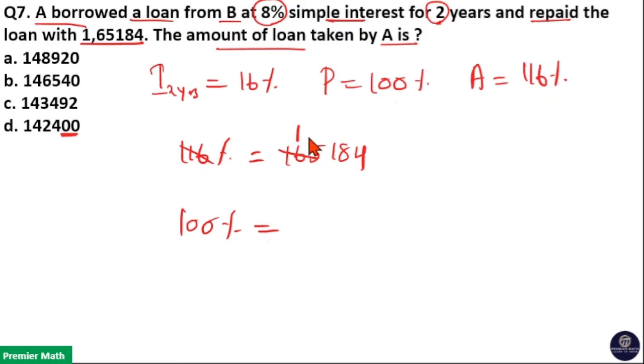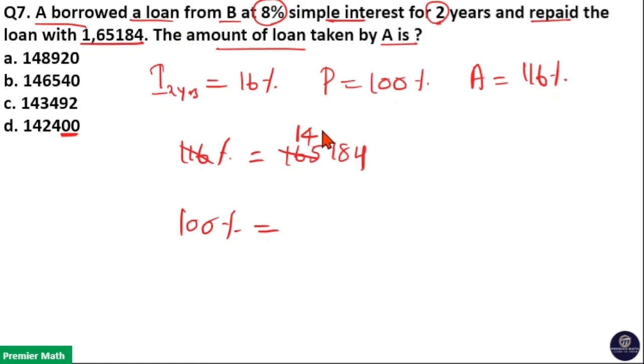So 116 goes here, second digit all are 4. 4 times 491, remaining must be 100 into 4 is 400, 16 into 4 is 64. So 464 and 491, difference is 27.